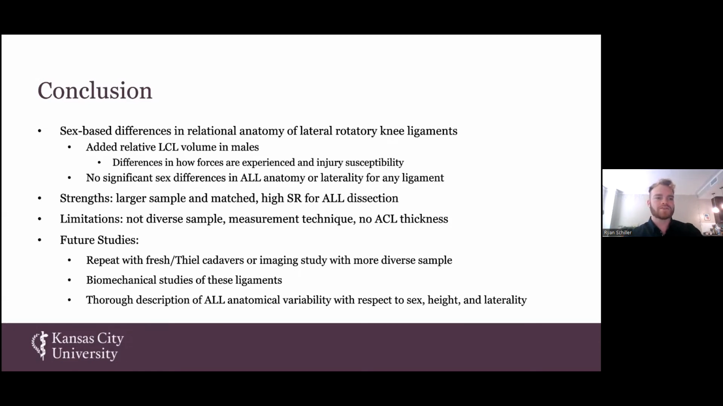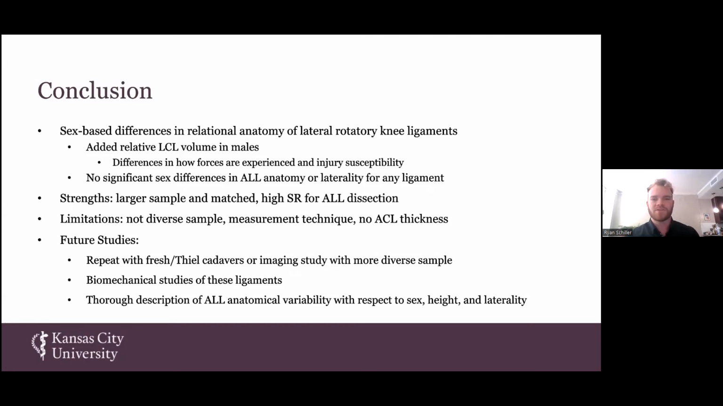Some future studies in this area could include repeating this study using either fresh or Thiel cadavers, or using an imaging study from MRIs to measure the volume of these ligaments to study how they relate to one another in a more diverse sample. Also, you could test how these relational anatomies of the ligaments affect the biomechanical stress and strain of these ligaments. You could do that as a study.